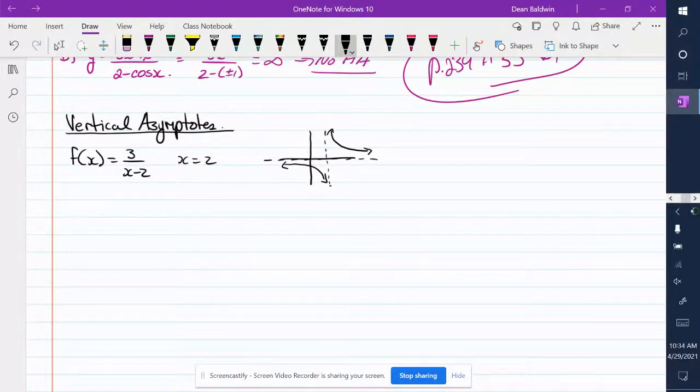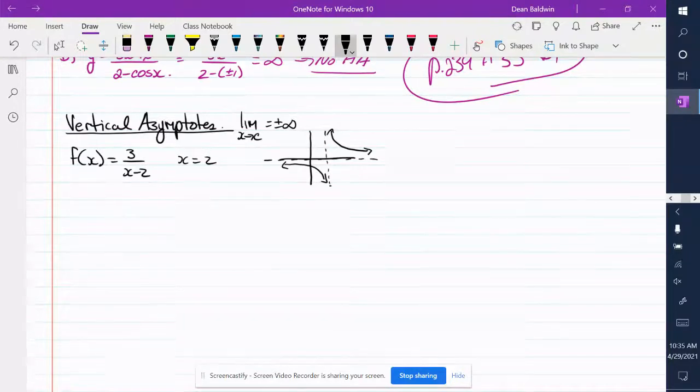So can anybody tell me a definition of a vertical asymptote? It's tied to limits, since we're in the limits unit. If you're doing the limit of something, what happens as you go towards 2? What does the function do? Goes down or goes up to infinity, right? So the definition of a vertical asymptote is the limit as x goes to some constant equals plus or minus infinity. The horizontal is when x goes to positive or negative infinity. The vertical is when the y values go to positive or negative infinity.